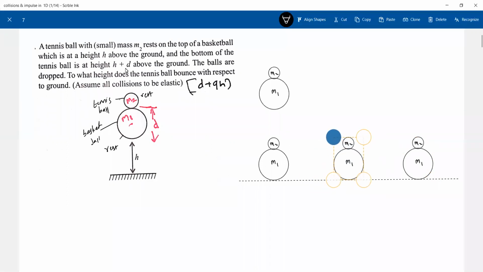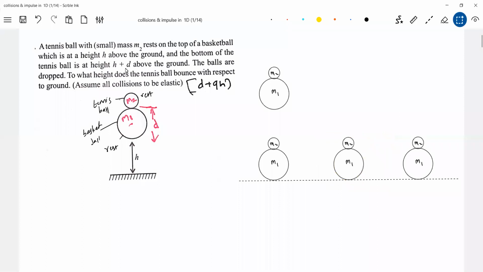So both will descend the same height, no, because they are released. This is the H. There's a diameter D, the diameter of the tennis ball, and this is H. What is the height descended by both the balls?